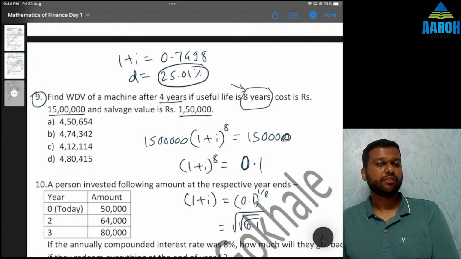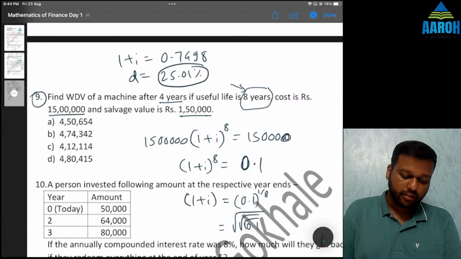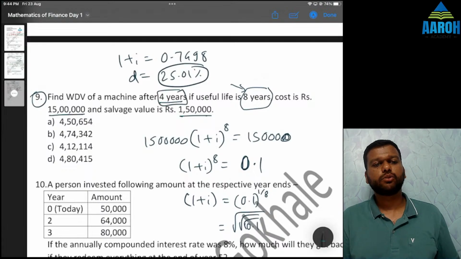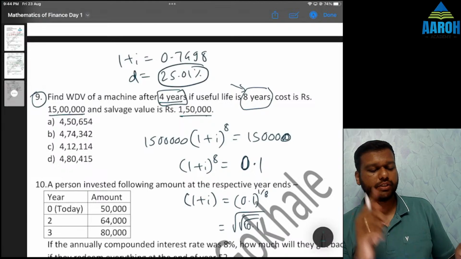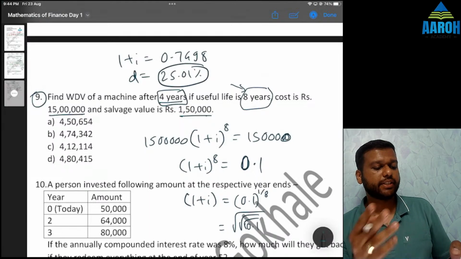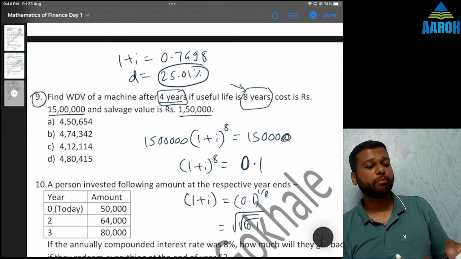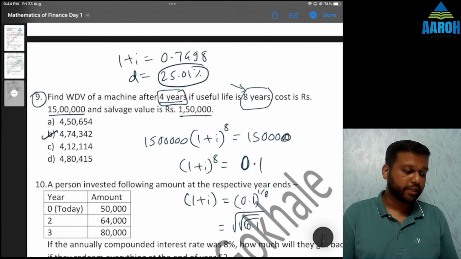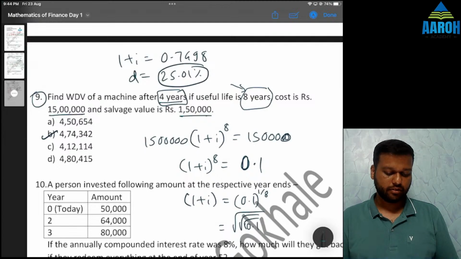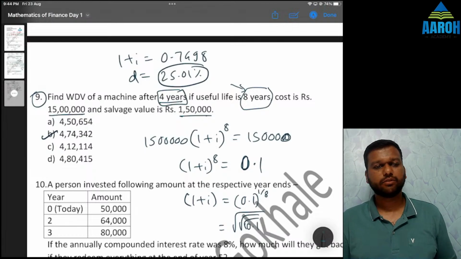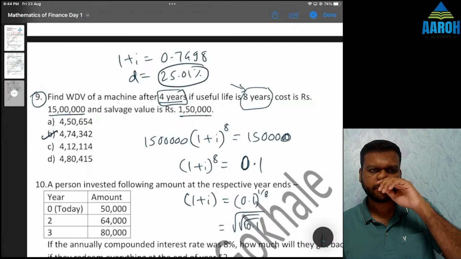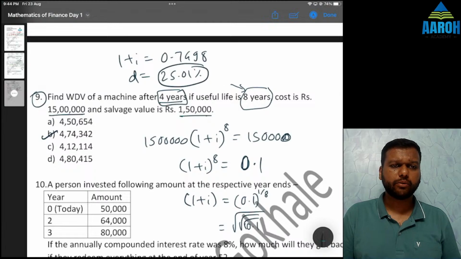Now it is easy. Now don't go by any formula. They want WDV after 4 years, right? So on your calculator just take 15 lakhs minus 25.01% first year, minus 25.01% second year, minus 25.01% third year, minus 25.01% fourth year. Check if you are getting B as your answer. Approximately I am getting 474356. So a rounding off difference is fine. Just do it on your calculator only.